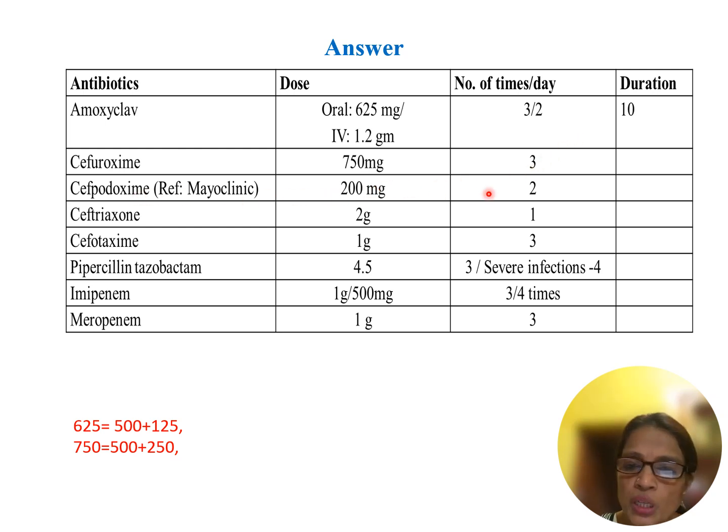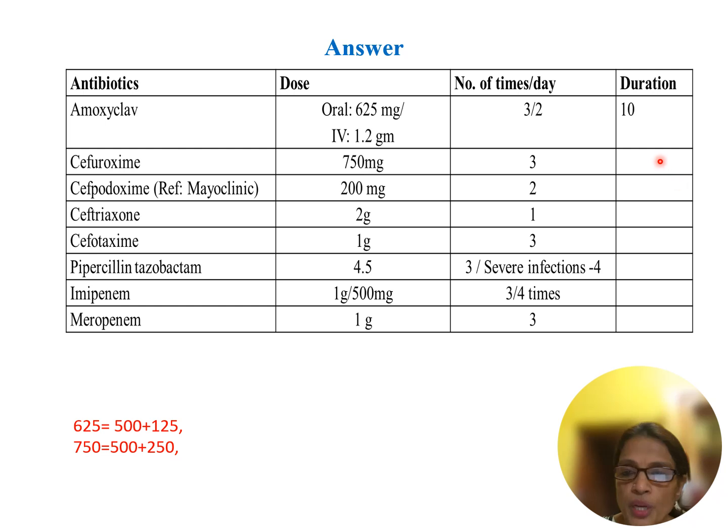Cefpodoxime 200 mg 2 times, there is no need to change. Again ceftriaxone 2 gram once, no need to change anything. Cefotaxime again 1 gram 3 times, no need to change. Piperacillin tazobactam 4.5 grams 3 times a day for mild to moderate infections and 4 times a day for severe infections. Imipenem 1 gram or 500 mg, here also you don't need to change anything, 3 or 4 times a day. Meropenem 1 gram 3 times a day.